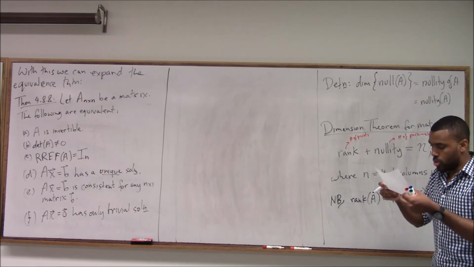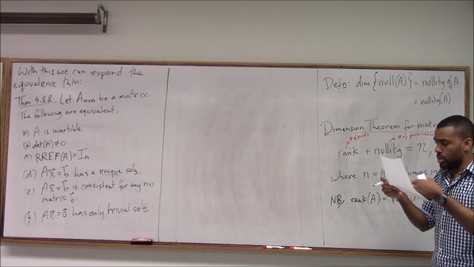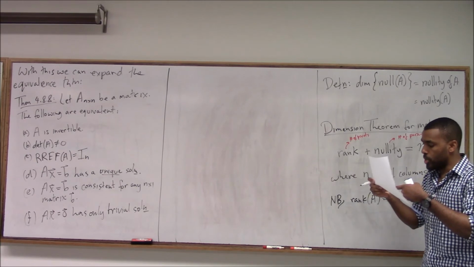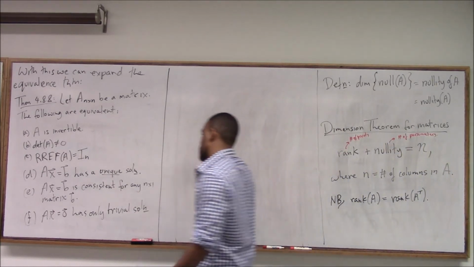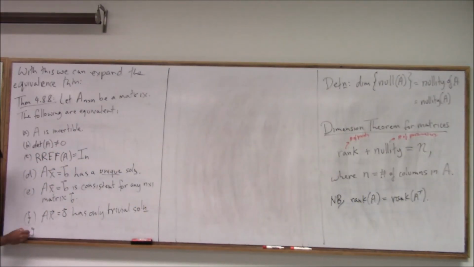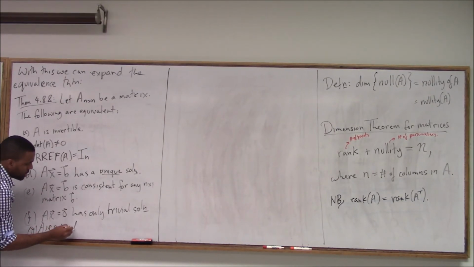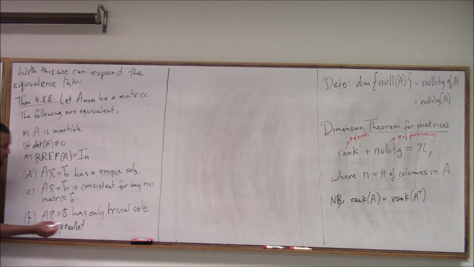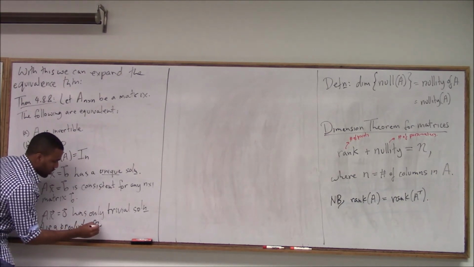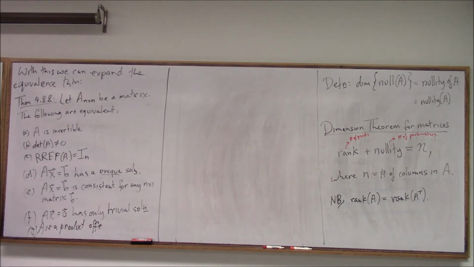Now, the rest of it, I believe that's all the ones that we covered so far. There's one more: G, A is a product of elementary matrices. We don't use that very often in practice. That's more of a theoretical crutch, where it's easier to prove a lot of things using this fact.